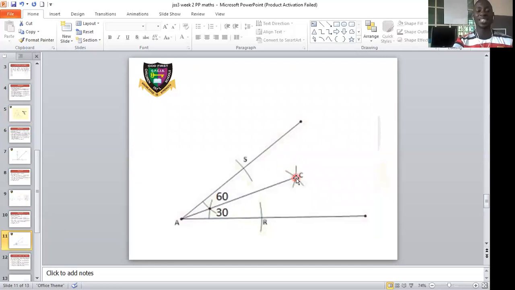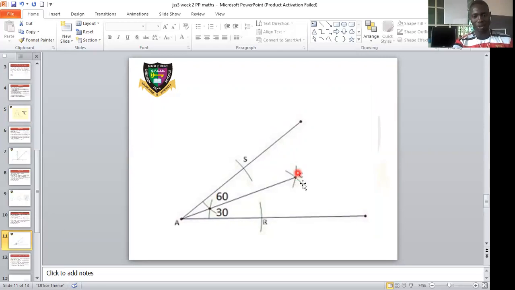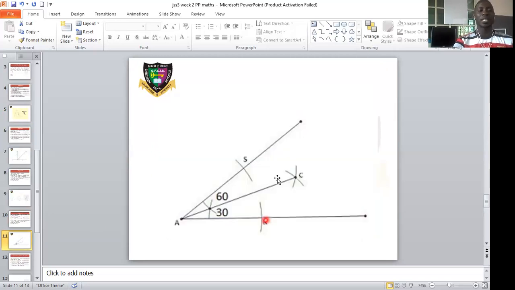Let's follow the procedure. Place the point of compass at S, then draw an arc. You shorten it here; yours can be longer than this, but this is a short form of it. Then the next step is place the point of compass at R and draw an arc that cuts the arc drawn from S and label C. So you draw an arc that cuts it. The point of intersection, label C.